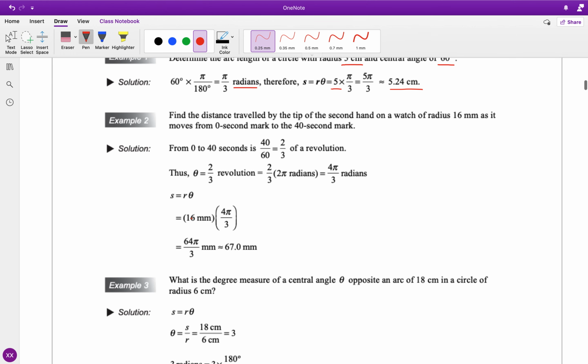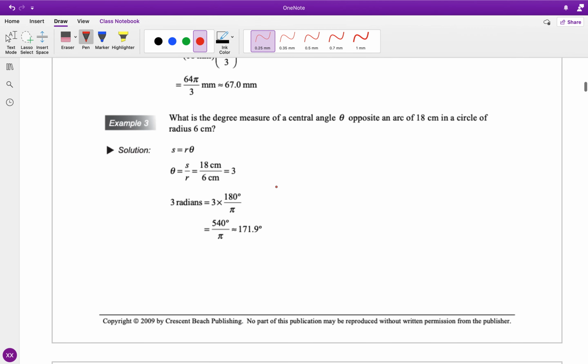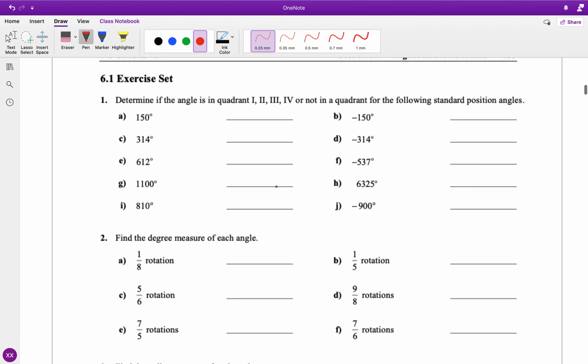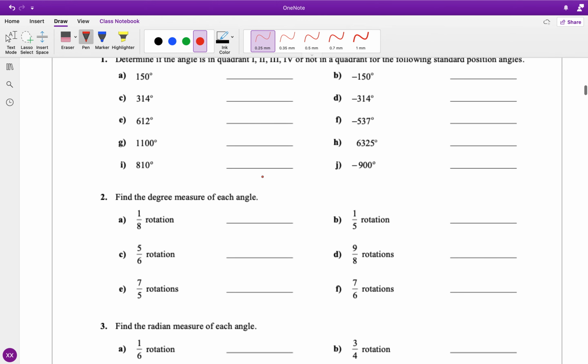These two examples you can just work through by yourself. For me to talk through them here is a little bit tedious. Do the exercise set to get used to the conversion from degrees to radians and to be able to calculate the arc length. And then you're good for section 6.1.